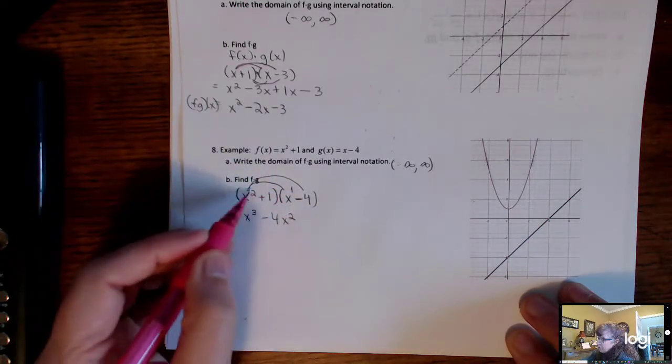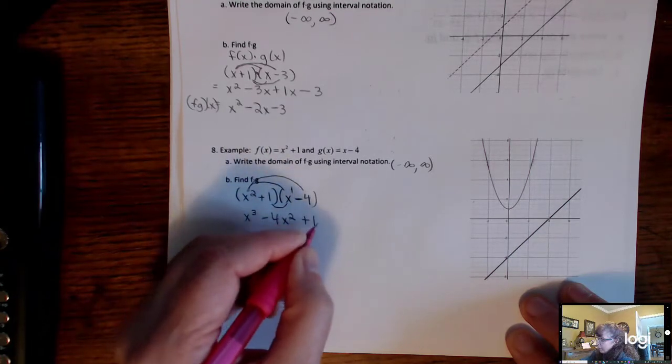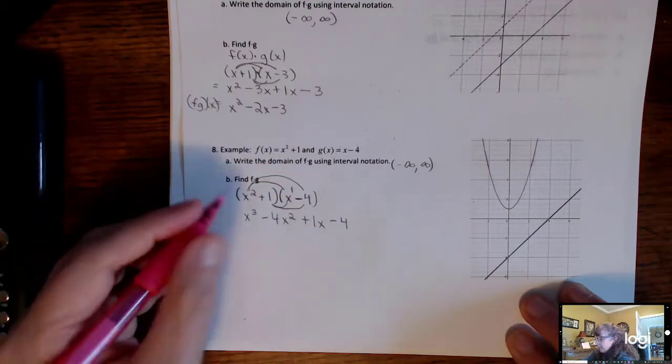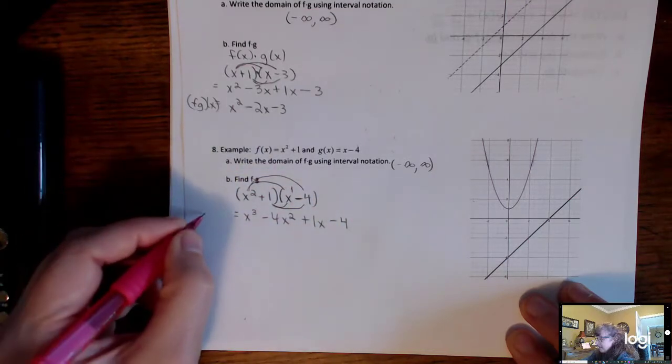And then x squared times a negative 4 is negative 4x squared. So we did the first terms and the outer terms. Now I'm going to distribute this 1. So that's 1x and negative 4. And then I'm going to look for like terms, and there aren't any. This is x cubed, that's x squared, that's x, and that doesn't have an x. So this is it.